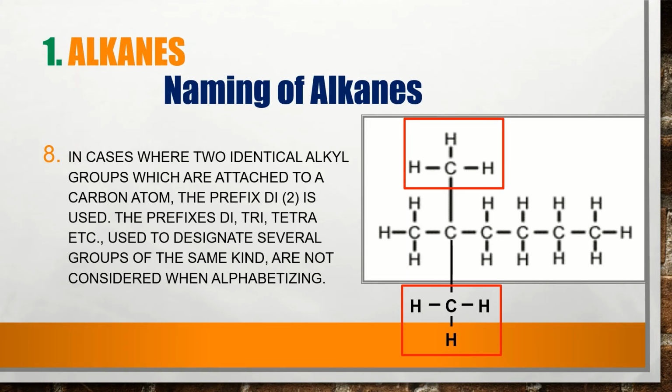And eighth, in cases where there are two identical alkyl groups attached to a carbon atom, the prefix di is used. The prefixes di, tri, tetra, etc., used to designate several groups of the same kind, are not considered when alphabetizing. In this example, there are two same alkyl groups, the methyl groups, attached at our second carbon. So we are going to name this 2,2-dimethylhexane.